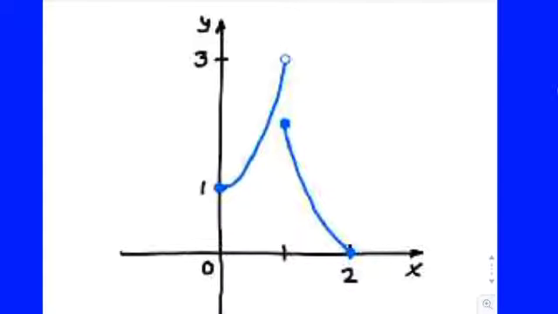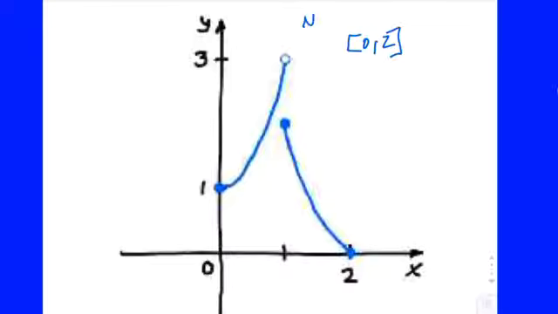Does the EVT apply to this function on this interval? Yes or no? Well, from 0 to 2, it's continuous on the closed interval from 0 to 2. I spy a discontinuity at x equals what? 1. What type is it? This is a jump. Now, the EVT would apply on the interval from 1 to 2. Would the EVT apply on the interval from 0 to 1? Sorry. It would not apply on the interval from 0 to 1 because it's an open circle. But from 0 to 2, no.